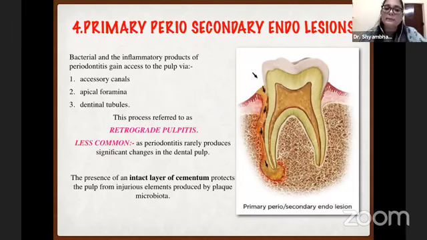Now, for primary periodontal and secondary endodontic lesions, there is something called retrograde pulpitis that is seen here, wherein pulpitis occurs via the gingival sulcus. So initially the gingival sulcus and the periodontal ligament get involved, then the inflammation travels up from the periapex and causes retrograde pulpitis, and hence the pulp gets involved.